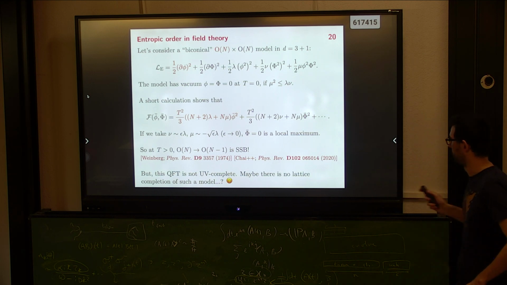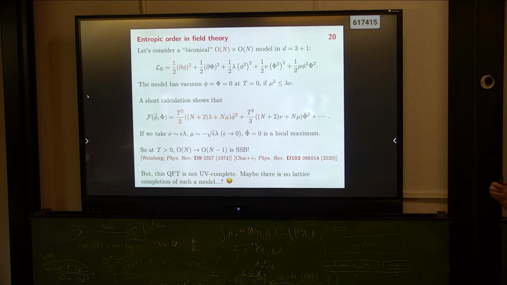Okay. So the second paper with Chai et al., they wanted to ask, could we find a UV complete field theory that still has this order at high temperature? And they were able to do that, but in 3 minus epsilon dimensions, which is a bit funny. Okay.